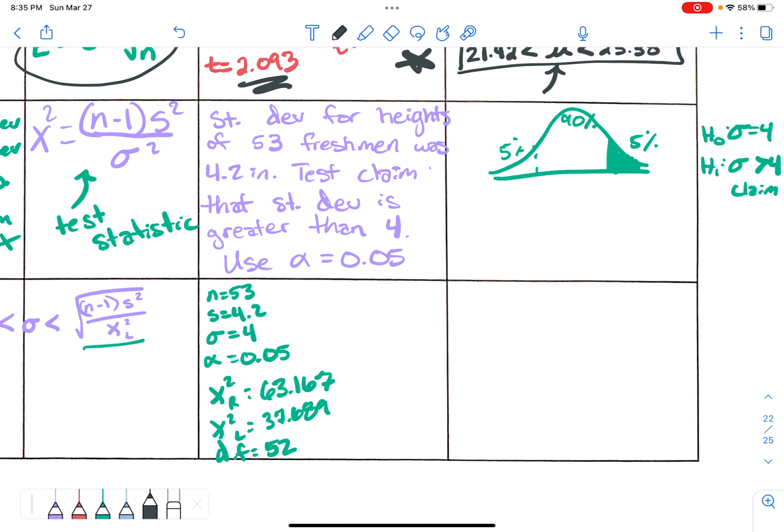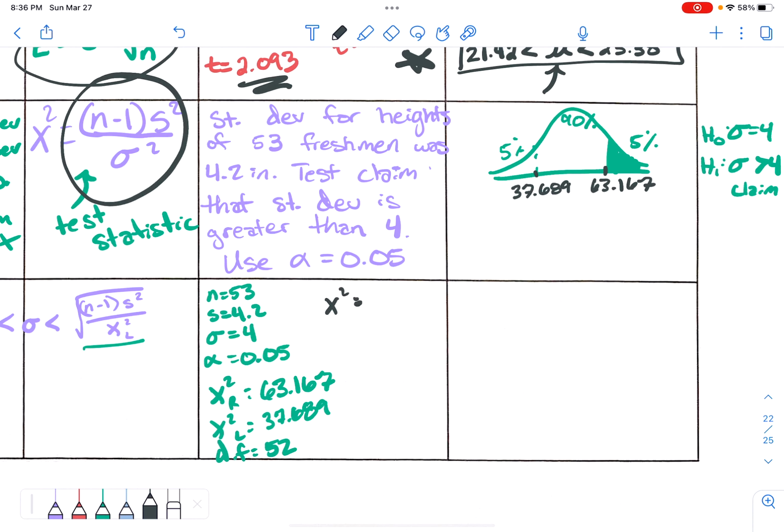All right, so if we're doing critical value method, those are actually the legit numbers that go here: 37.689 and 63.167. Those are my two numbers, and we have to just calculate this information. So I'm going to do that here. Chi squared is n minus 1, that's 52, times standard deviation 4.2 squared over 4 squared. Okay, again, you don't square root. You don't do any of that square rooty stuff. You leave it as chi squared because that's what it is.